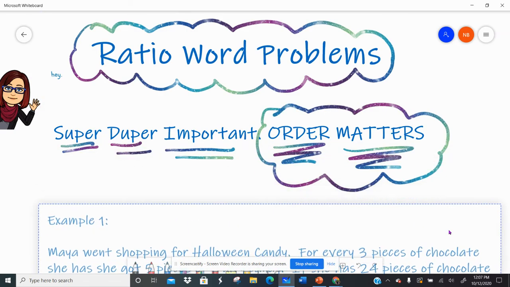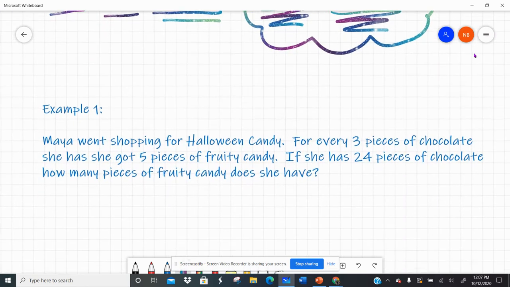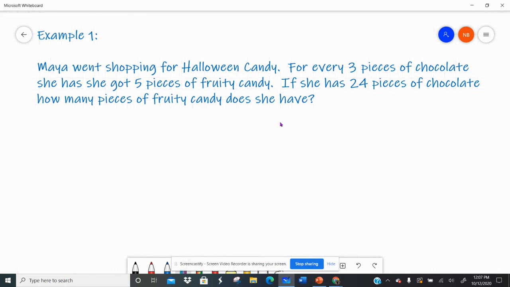All right, so let's look at example 1. Example 1 said, Maya went shopping for Halloween candy. For every 3 pieces of chocolate she has, she got 5 pieces of fruity candy. If she has 24 pieces of chocolate, how many pieces of fruity candy does she have?